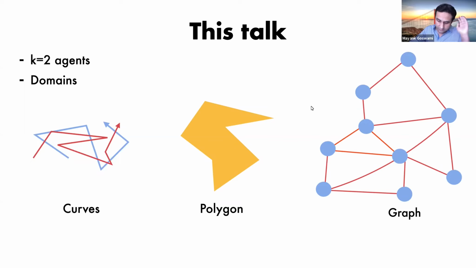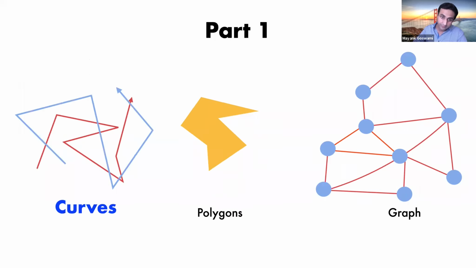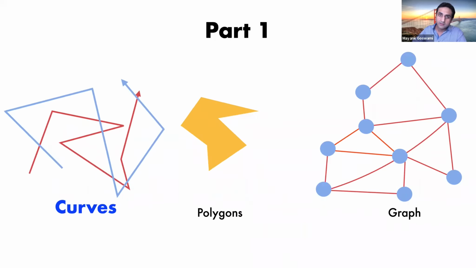Please stop and interrupt me with any questions that you may have at any time. So what we'll be doing is we'll define this concept of social distancing width, and then we'll talk about algorithms and lower bounds. So let's talk about curves first.